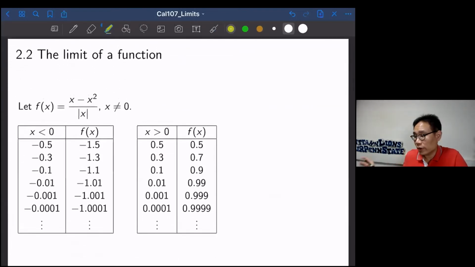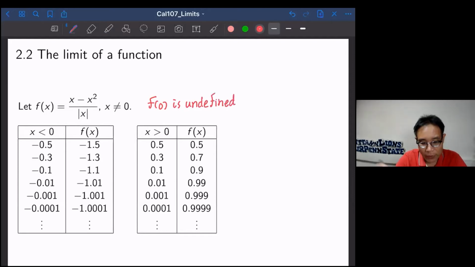So we're gonna continue with the working example or the function that you can calculate. So you have f of x equal to x minus x squared over absolute x. And you see that the function is meaningful when x is not equal to 0. Okay, so you will not be able to talk about f of 0. So you may say that in this case, f of 0 is undefined.